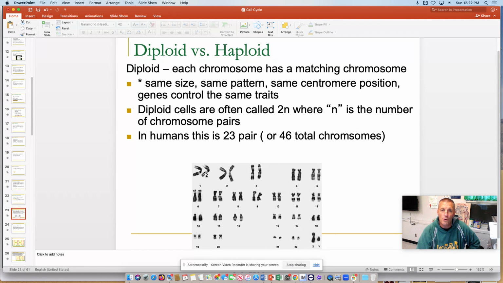Do you follow what we're saying? They code for the same trait, but they don't code for the same form of the same trait. Right? That's a really critical thing for you to understand. So these two chromosomes are called homologous. They're homologs. They're not identical. They're not copies of the same thing, but they are for the same traits. Okay? And that's true of all of these.